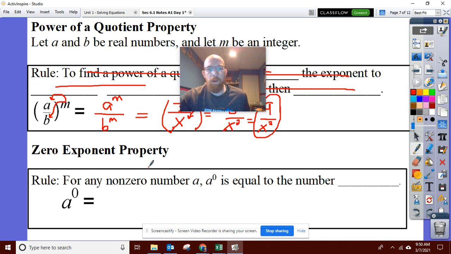This is the zero exponent property. We talked about this previously. It says for any non-zero a, a to the 0 is equal to the number, who remembers? 1. Remember, anything to the 0 power is 1. This is one that we definitely need written down. So let's keep going forward and look at some examples here.